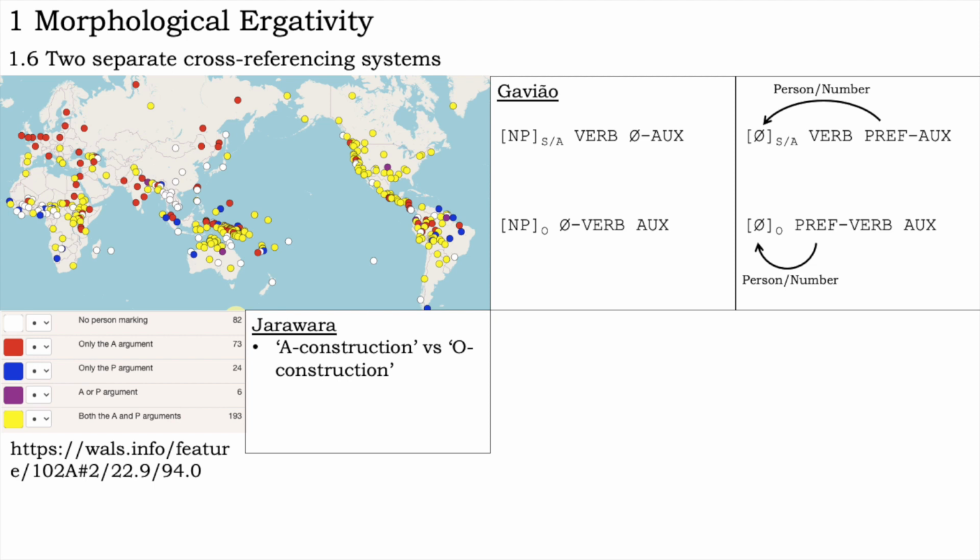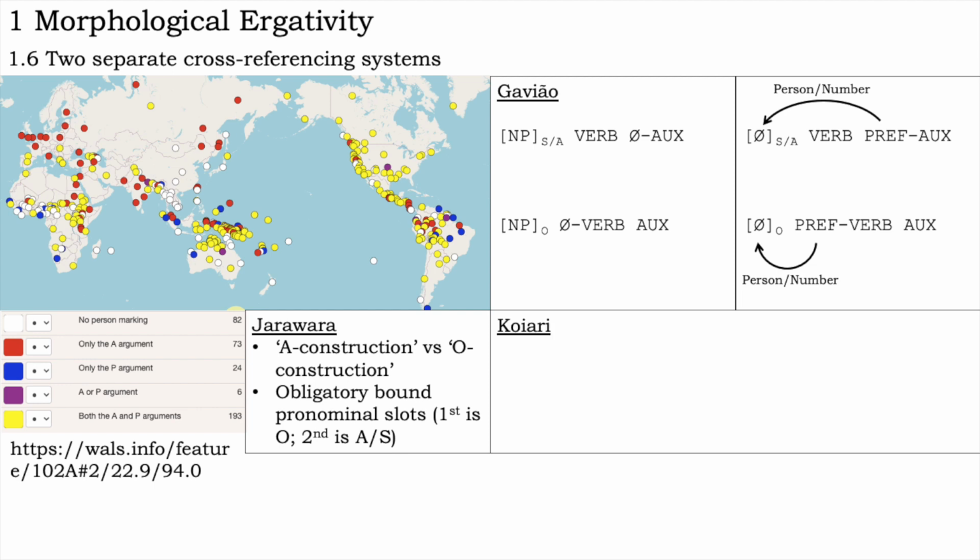There are also several suffixes attached to the auxiliary or verb. Many of these suffixes agree in gender with one argument of the verb. In the A construction, these suffixes agree with the A argument, whereas in the O construction, these suffixes agree with the O argument. The verb also contains another agreement system in the form of two obligatory bound pronominal slots in an accusative-nominative pattern. The first slot agrees with the O argument, and the second slot agrees with the S or A argument. The Papuan language Koiari also has two agreement mechanisms.